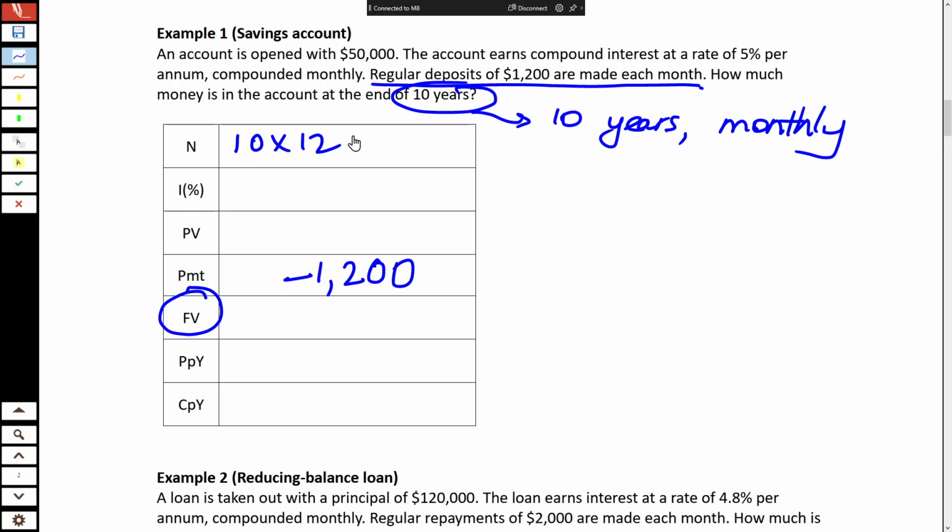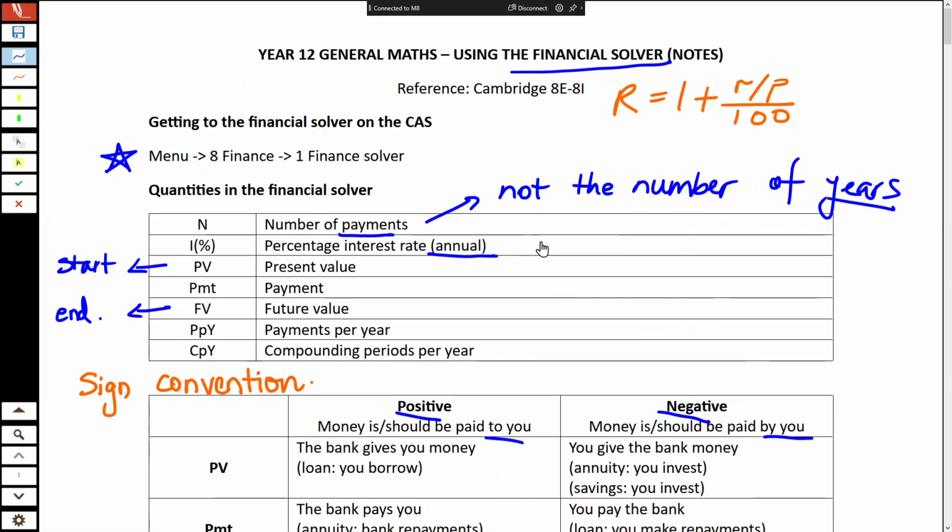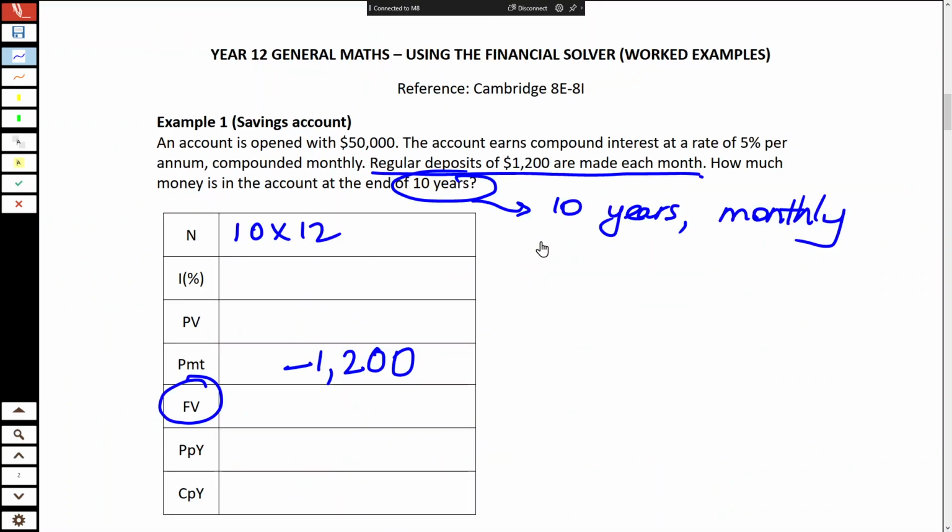Okay, do we know the interest rate? Yes. Okay, do I use 5 or 5 divided by 12? So, remember how I said the annual interest rate? So, it's 5%. It's not 5 divided by 12 because you have to put in the yearly interest rate here. Okay? Common mistake. You divide by 12 when calculating the capital R. You don't divide by 12 here.